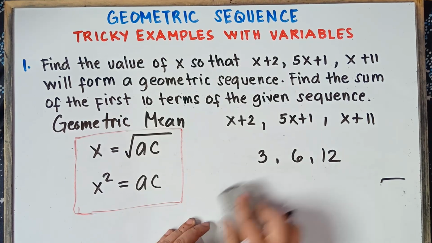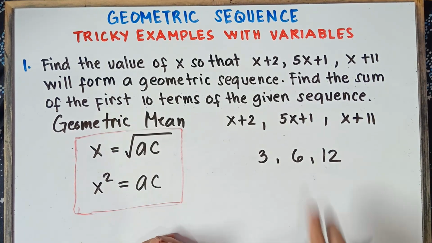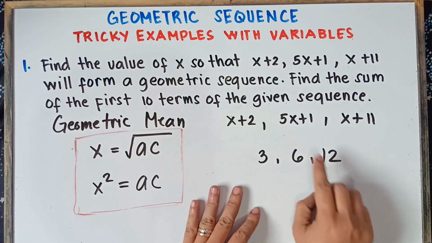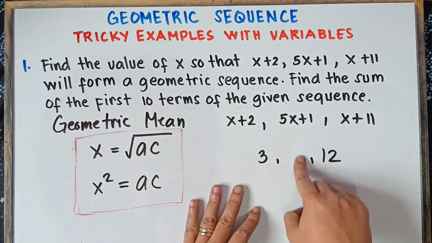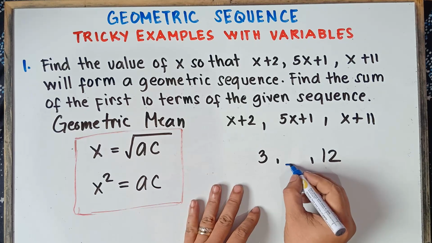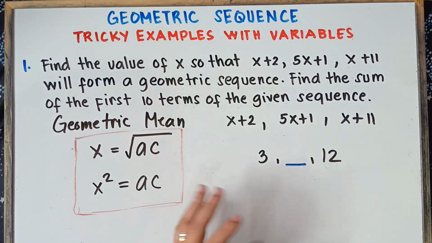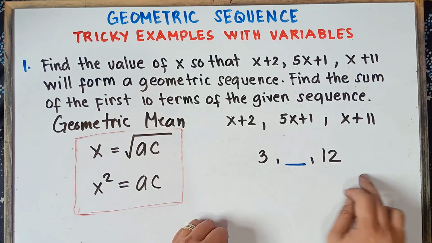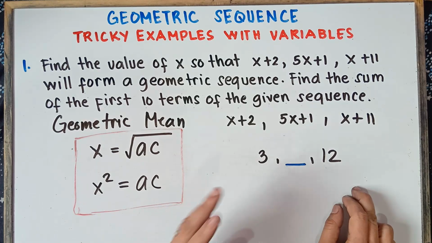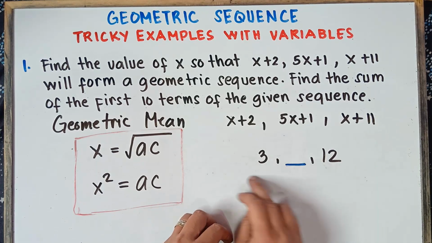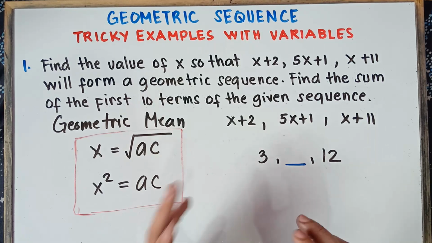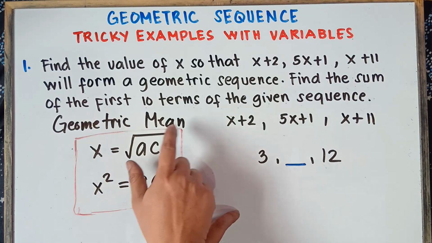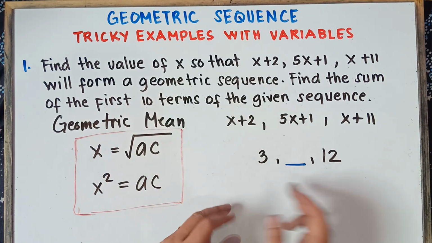Alright, so let's have an example, class, with regards to geometric mean before we find the value of x. We have 3, 6, and 12, right? You don't have the value of the middle term, and the teacher will ask you to find the middle term. And this is a geometric sequence. So therefore, class, we can find the middle term applying geometric mean, because mean means the middle of the two values.